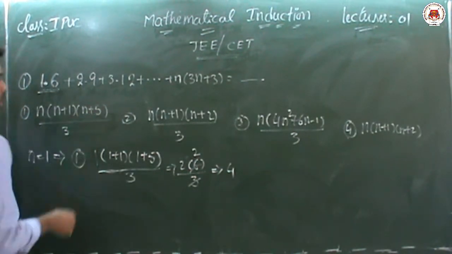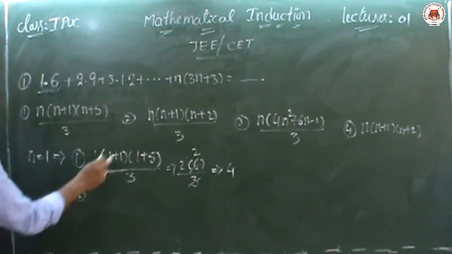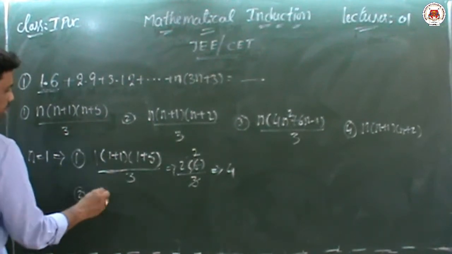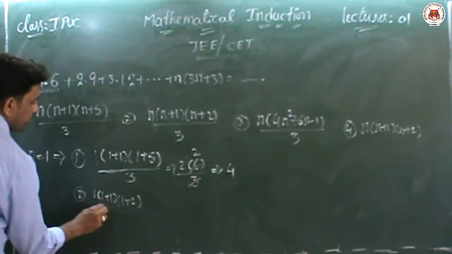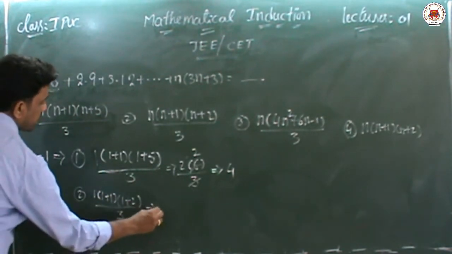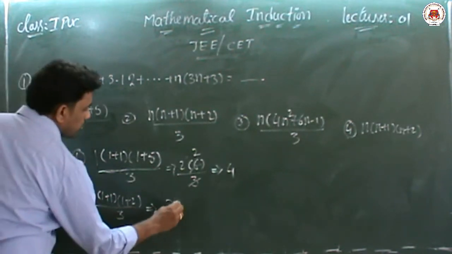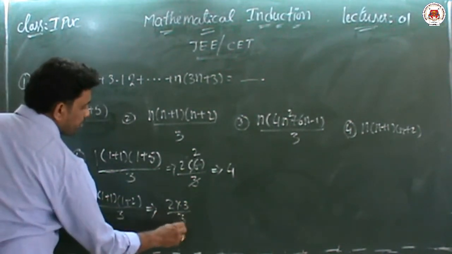Then we will go to the second option. Here you put 1 in the place of n: 1 into 1 plus 1 into 1 plus 2 by 3. So we can write this: 1 plus 1 is 2, 2 plus 1 is 3, by 3.